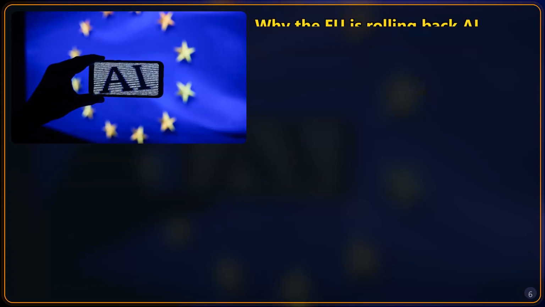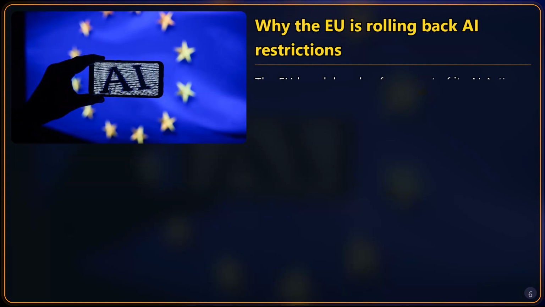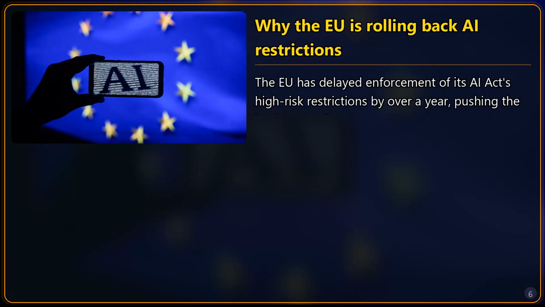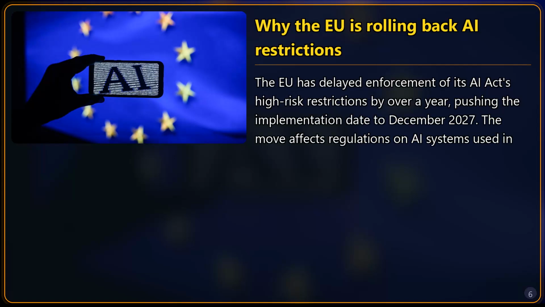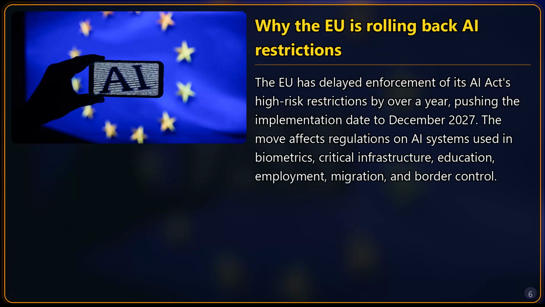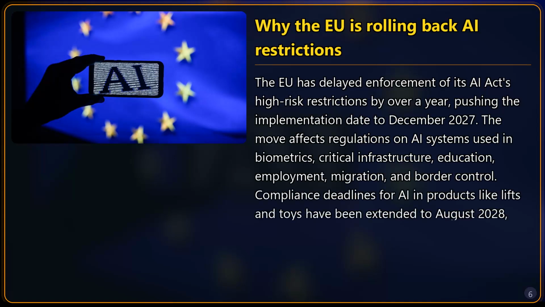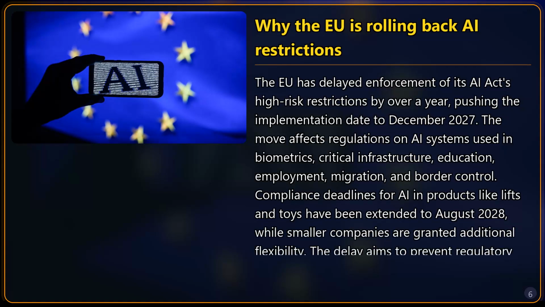Why the EU is rolling back AI restrictions. The EU has delayed enforcement of its AI Act's high-risk restrictions by over a year, pushing the implementation date to December 2027. The move affects regulations on AI systems used in biometrics, critical infrastructure, education, employment, migration, and border control. Compliance deadlines for AI in products like lifts and toys have been extended to August 2028, while smaller companies are granted additional flexibility. The delay aims to prevent regulatory overlap and reduce burdens on businesses.